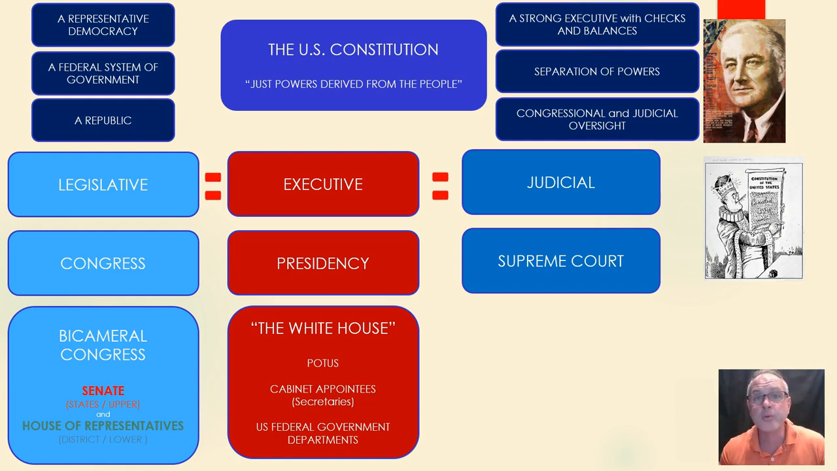In Australia, we'd refer to those as ministers. Famously, we have a Secretary of Defence and a Secretary of State. These are ministers in Australia and Britain. We use different words. But it also involves different government departments, federal government departments, such as the Post Office, such as the Education Department, the Defence Department.